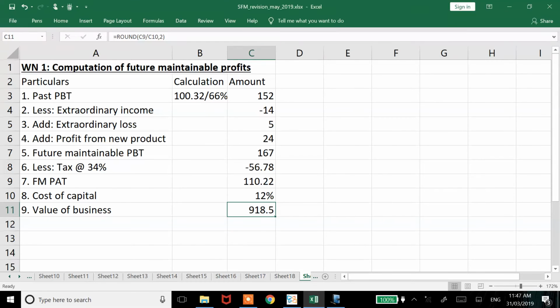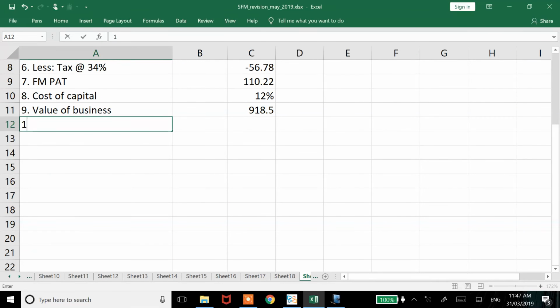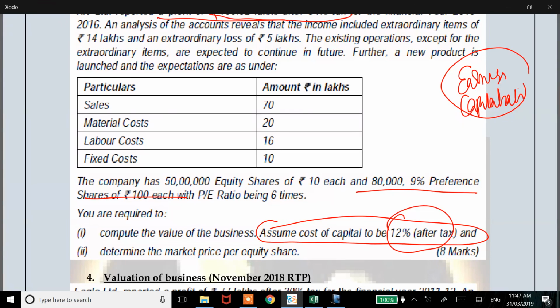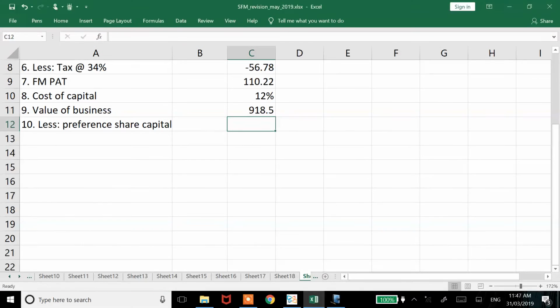Similarly, the business is 918. Some amount will go to debenture holders, some amount will go to preference shareholders, and the residual will go to equity, guys. The balance will come to equity. Point number 10, less preference share capital. Preference share capital, how much? 80 lakhs.